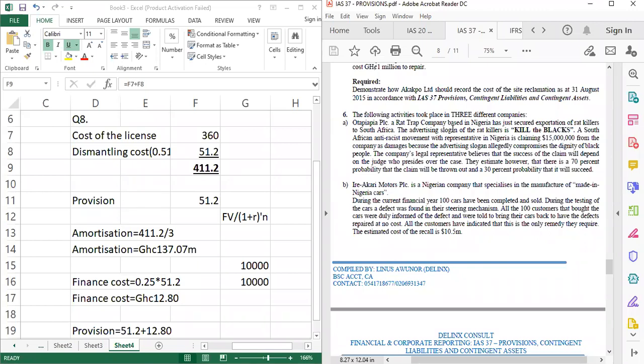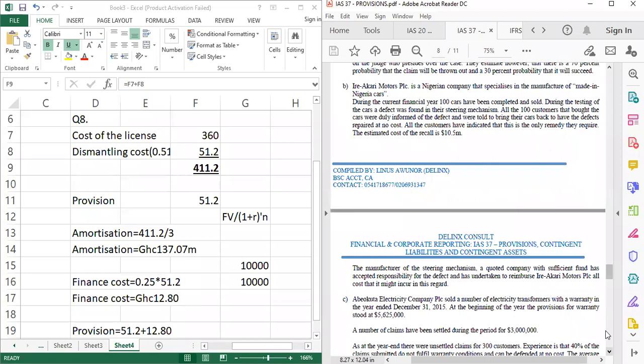The estimated cost of the recall is what? 10.5 million. The manufacturer of the steering mechanism, a quoted company with sufficient funds, has accepted responsibility for the defect and has undertaken to reimburse Akari Motors Plc all costs it must incur in this regard. Should we make provision for the 100?